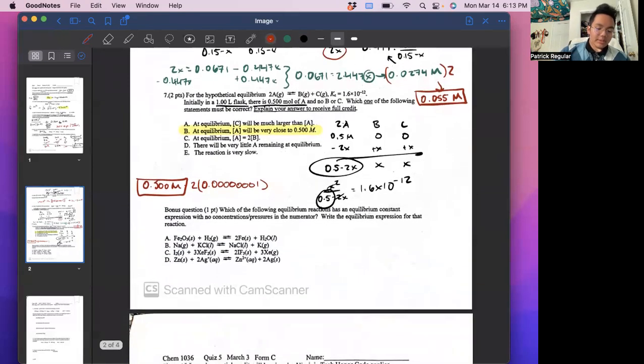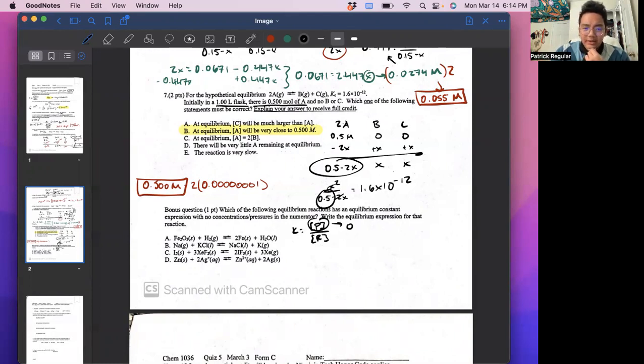Which of the following equilibrium reactions has an equilibrium constant expression with no concentration or pressures in the numerator? Write the equilibrium expression for that reaction. So remember, our numerator is going to be the products. If that's going to be 0, there has to be no product, specifically no gaseous or aqueous products. Because remember, solids and liquids are not counted in equilibrium at all.